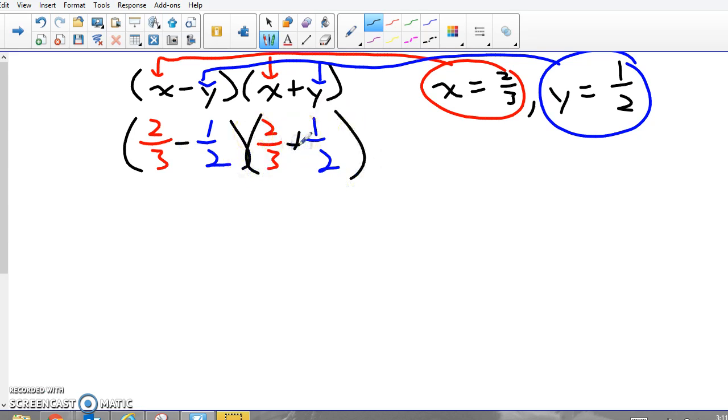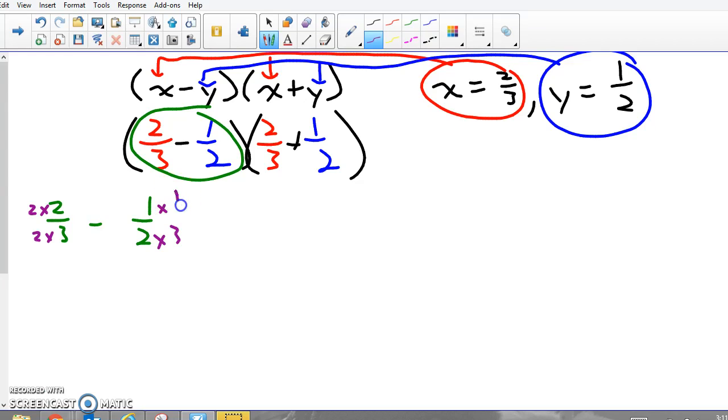Okay, so inside we have to do the parentheses of both of them. So let's do this one first. Okay, 2/3 minus 1/2. Now remember, when you subtract fractions, you have to get the denominators to be the same. So 3 and 2, they both go into 6. So I'm going to multiply this by 2 to make it a 6. And whatever I do to the bottom, I have to do to the top. Same with this one. I'm going to multiply this by 3 to make it a 6. So whatever I do to the bottom has to be done to the top.